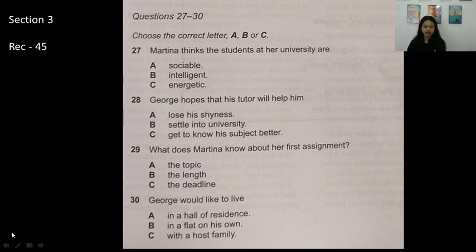Now for 27, your answer is A. For 28, your answer is B. For 29, the answer is C. And for 30th, the answer is again C. So for 27, sociable. 28, settle into university. 29, the deadline. 30, with a host family.